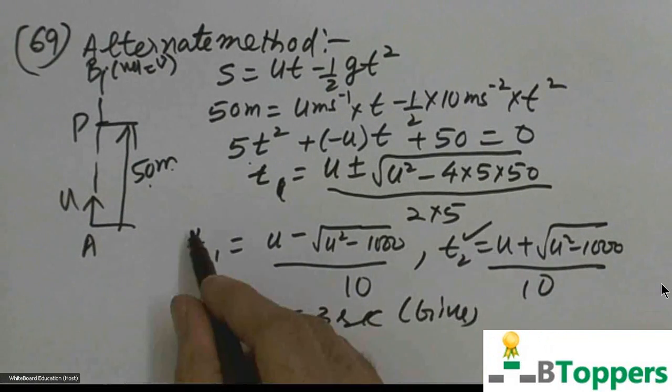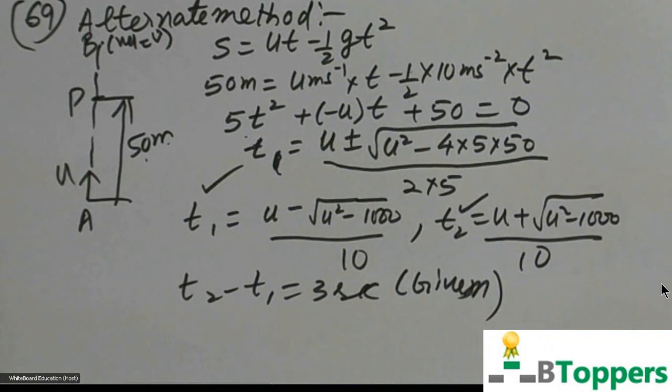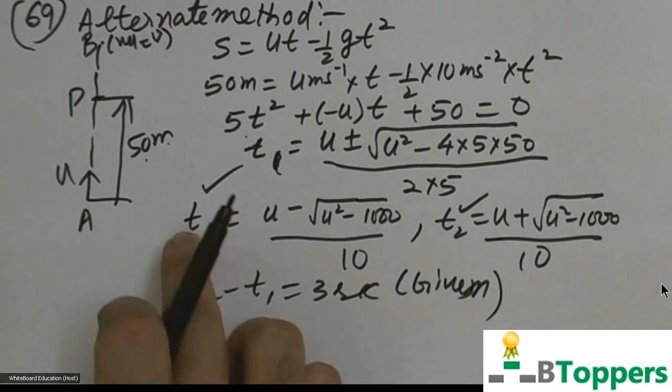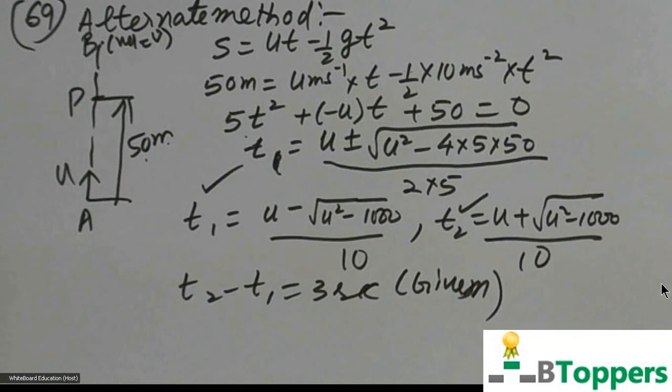Substitute these values of T2 and T1 in this equation and simplify. The first term u gets cancelled there. You can solve for u² and then you can find u. This is an alternate method. If you want to copy the alternate method, you can take a pause and copy it.